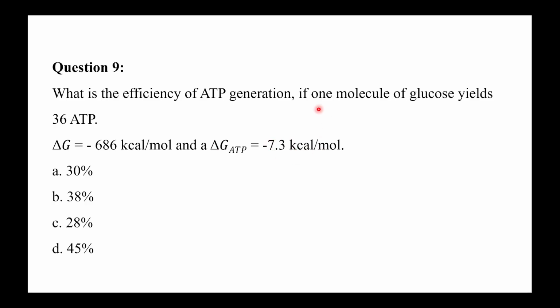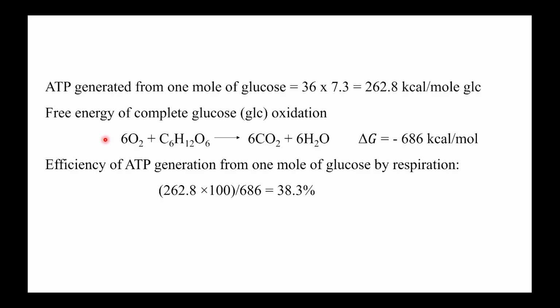So delta G for ATP is given as minus 7.3 kilocalorie per mole. So for 36 ATPs, it will be 36 into 7.3 kilocalorie per mole. First you calculate that, and then the total energy is given as 686 kilocalorie per mole. So to find the efficiency of ATP generation, I'll have to divide the total energy of ATP by the total energy of the reaction and multiply by 100 to get the percentage.